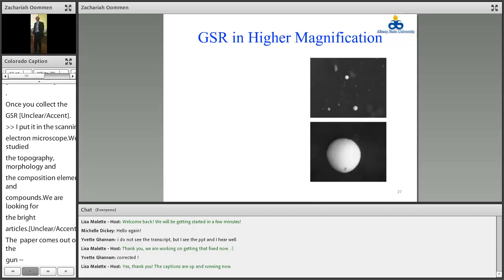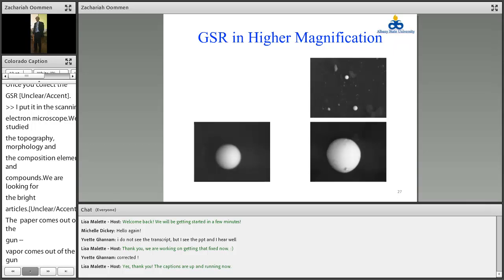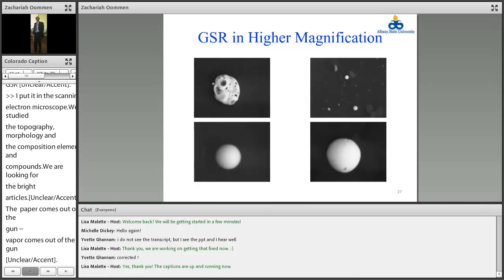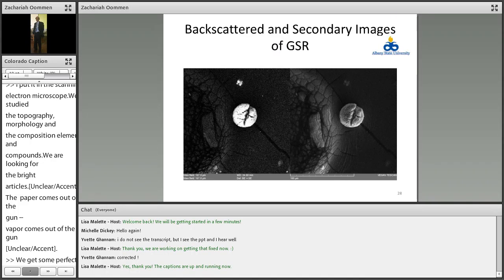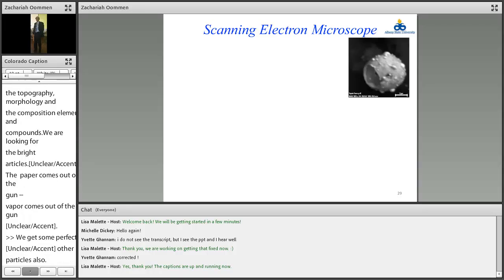We get some perfectly spherical particles, but that doesn't mean we always get spherical particles. We get some oval-shaped particles also. Once you have the particle, you can measure the size, find the surface features, and at the same time find out the components present in this GSR particle. That you can do with an energy dispersive X-ray spectrometer.